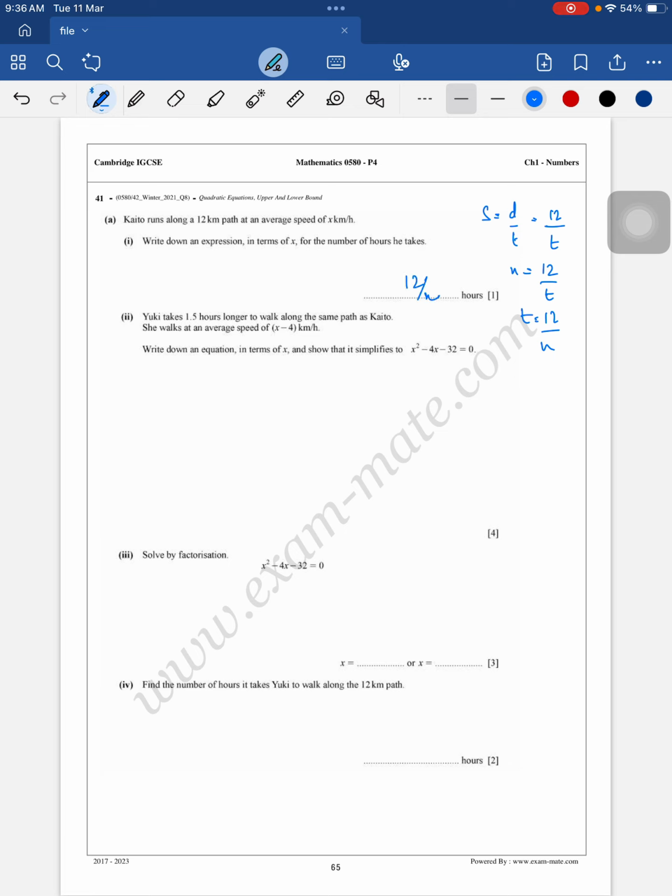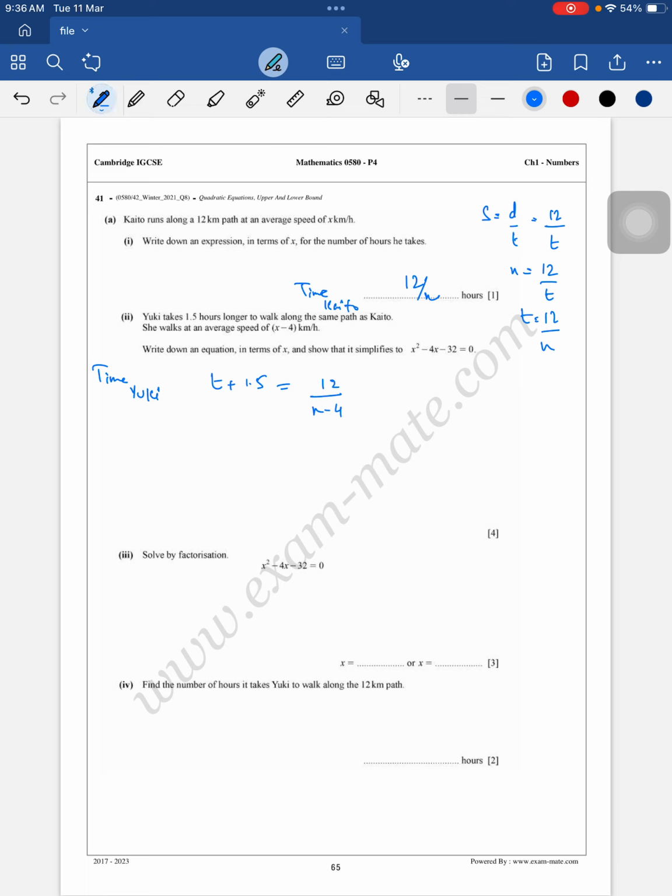Okay. Yuki takes 1.5 hours longer to walk along the same path as Kato. She walks at an average speed of x minus 4 kilometers per hour. Write an equation in terms of x and show that it simplifies to x square minus 4x minus 32. Now the expression for Yuki: the time she is taking is 1.5 hours more, so t plus 1.5, and the distance is 12, same, and speed is x minus 4. So this is the time for Yuki, and this was the time for Kato.